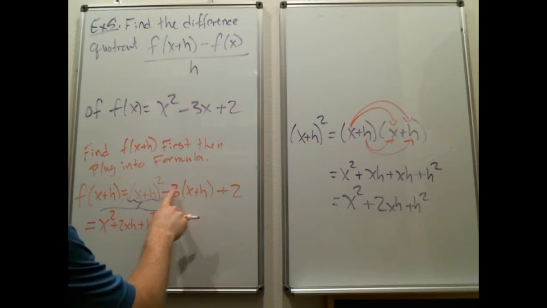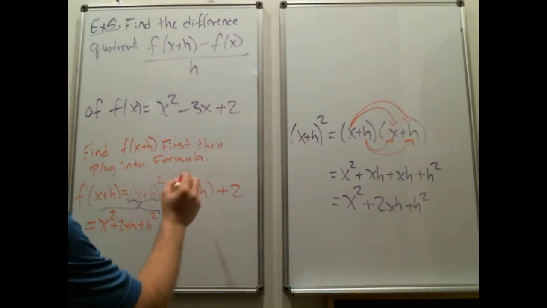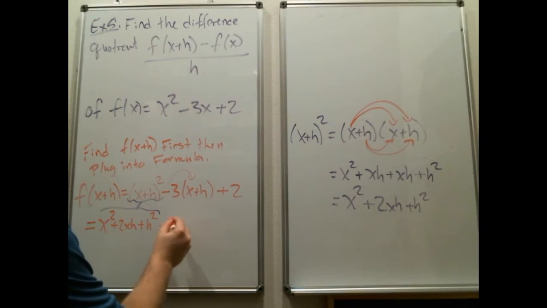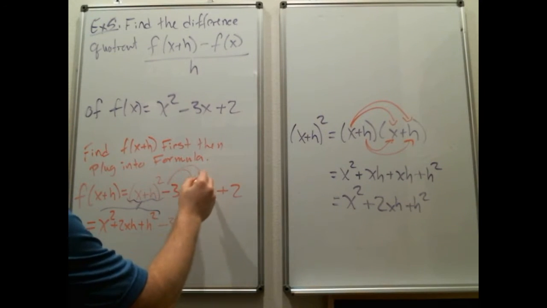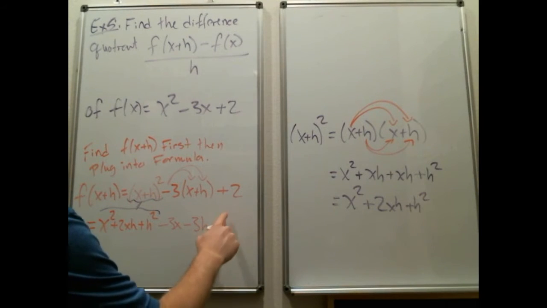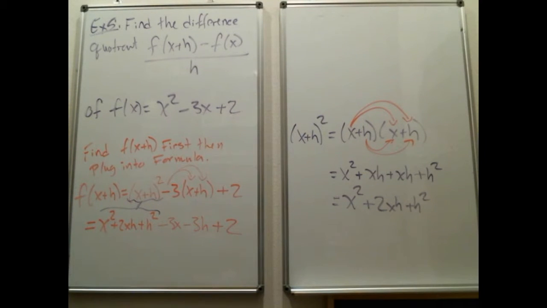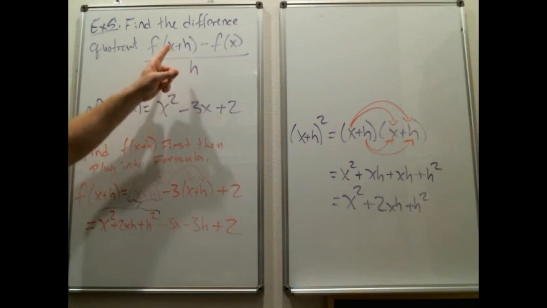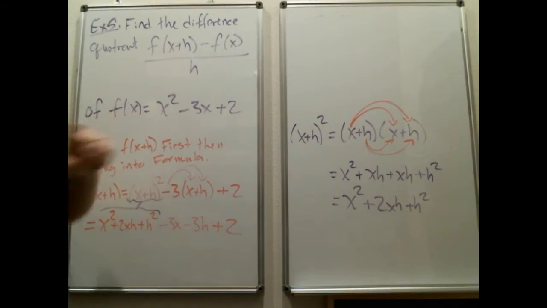And then distribute this -3. -3 times x is minus 3x. -3 times h is minus 3h. And then we still have this plus 2 out here. So this big long thing is now what goes into f of x plus h. Alright.